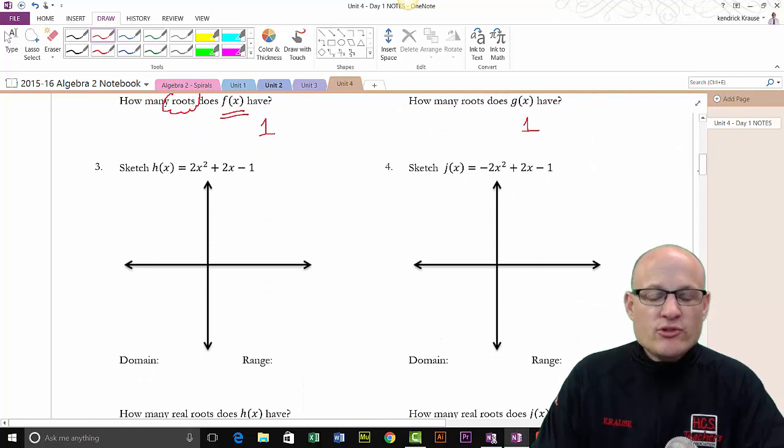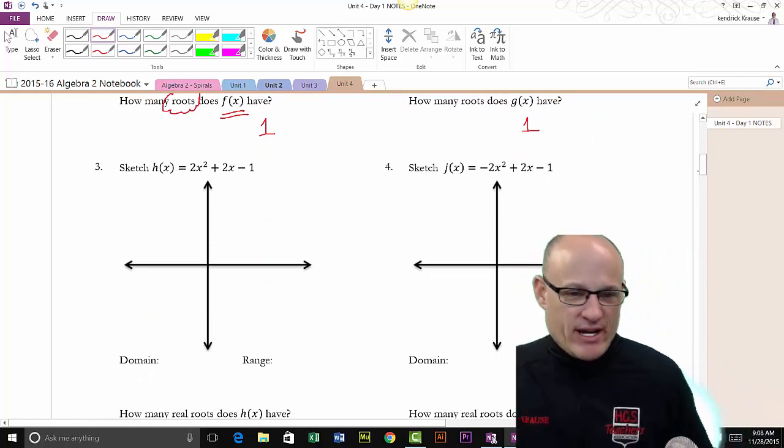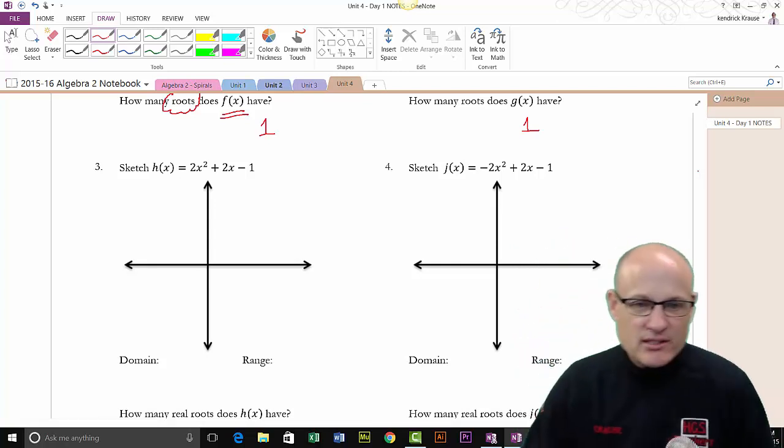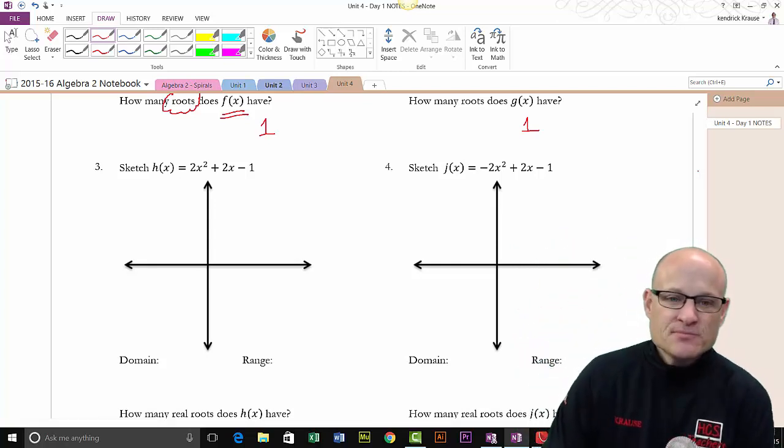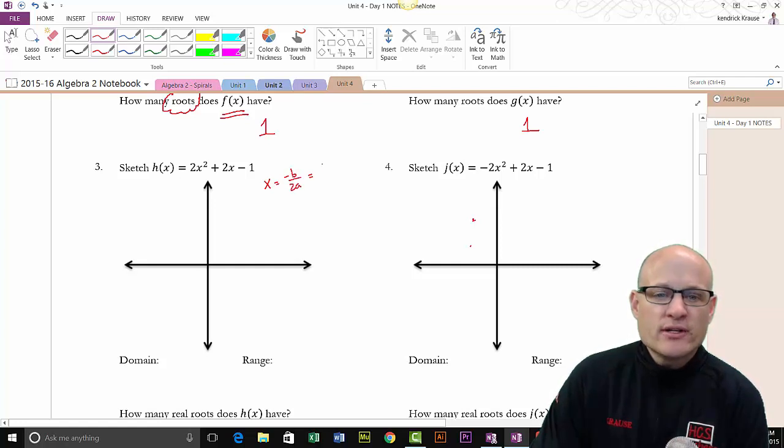Now, I just want a quick sketch of this, but I did ask for the range. So in order to figure out the range, that's going to be a little bit trickier. Let's do it by hand. I mean, I could do it using my calculator. So x equals negative b over 2a, which is negative 2 over 2 times 2, which is negative 1/2.